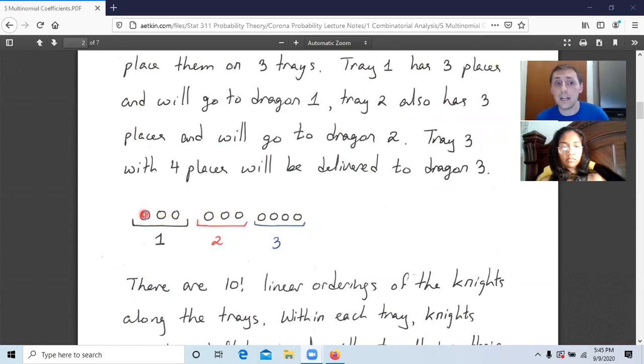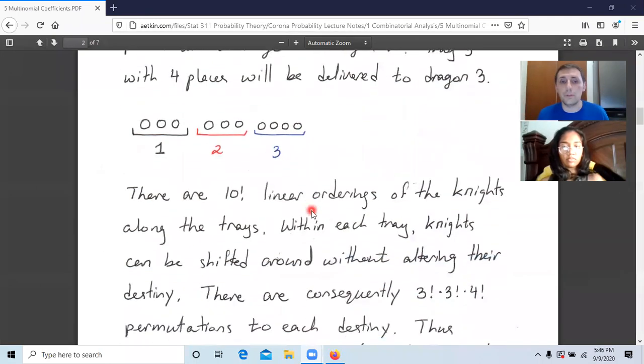So if knights number 1, 2, and 3 are on tray 1, it doesn't matter in which order they appear, correct? So that means that for any given permutation, we have 3 factorial times 3 factorial times 4 factorial repetitions that correspond to changing of the permutation. So there are 3 factorial, 3 factorial, 4 factorial permutations that represent the same exact destiny. Good? So what we do is divide all the permutations by the number of synonyms.